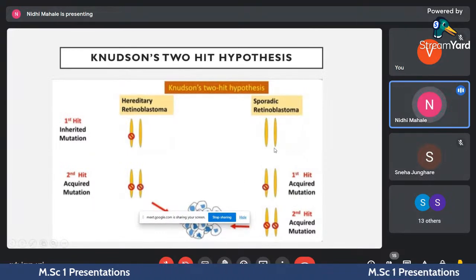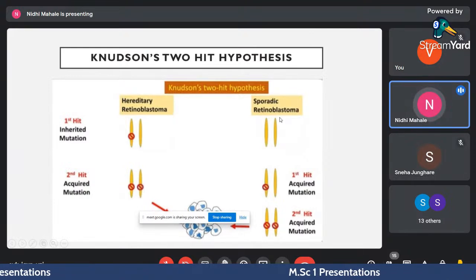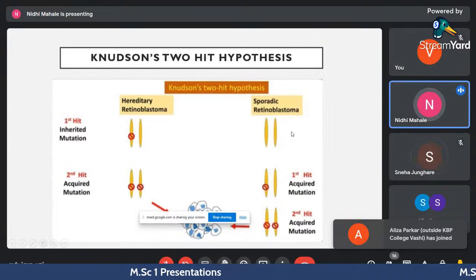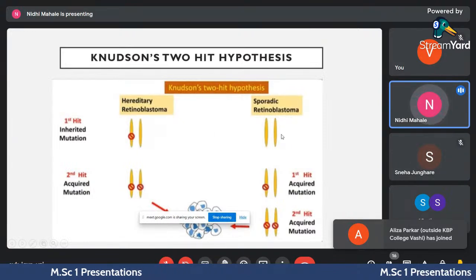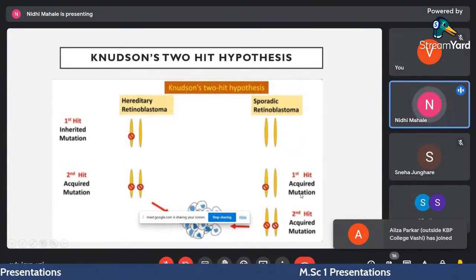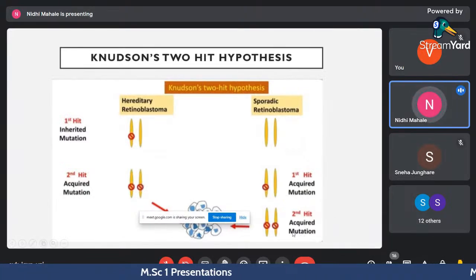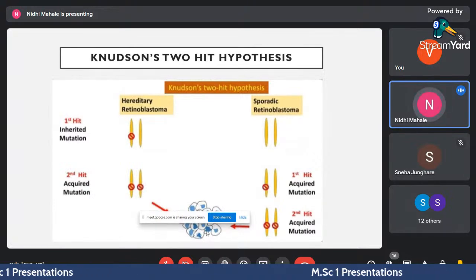Whereas in sporadic retinoblastoma, at the time of birth, both alleles are normal. So the first hit occurs as an acquired mutation, and the second hit is also an acquired mutation. So once both alleles are abnormal, it results in formation of tumor.